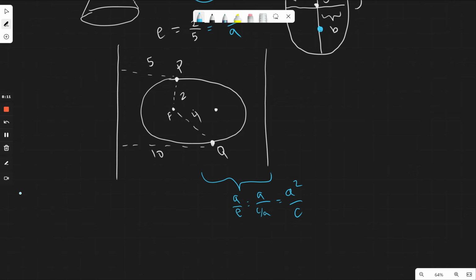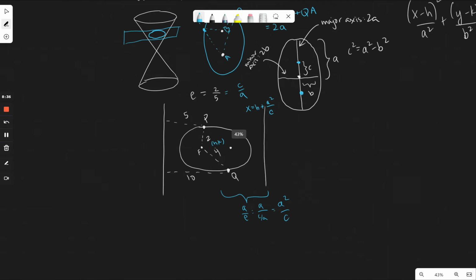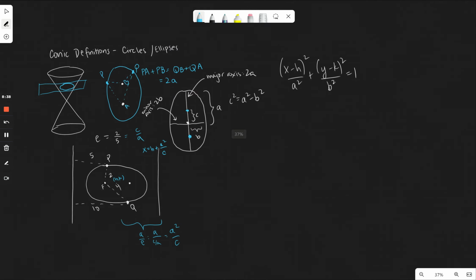So the distance from the center to the directrix is just a squared over c, which means in this case, when the directrices are vertical lines, and you know they might not always be vertical lines, they might be horizontal lines, but when they are vertical lines, the x-coordinate of the directrix is just going to be the x-coordinate of the center plus a squared over c. And that's how you find the equation of the directrix.